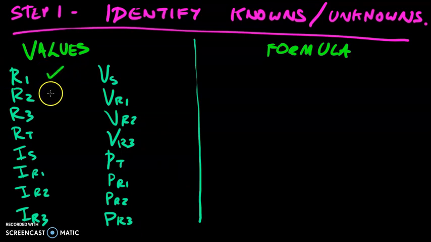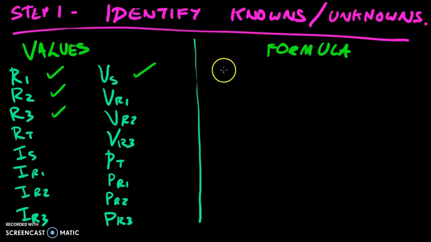So what do we actually know? What do we know and what don't we know? So we know R1, we know R2, we know R3. Don't know RT, IS, any of the currents. We do know VS. We don't know the rest of this. But looking at this, we are only looking at R's, I's, V's and P's. So in terms of the formulas we're going to use, it's actually not that huge amount of different formulas.